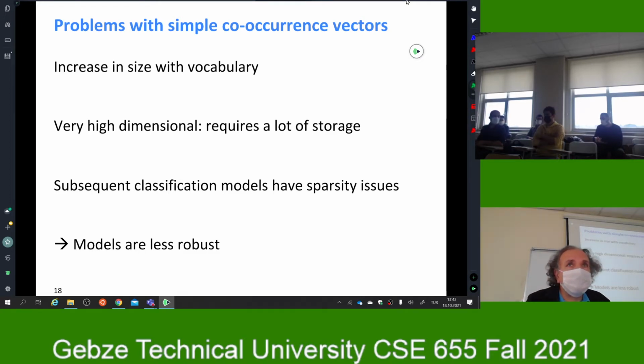Yes. How about if we have a lot of zeros? How about methods like PCA? You mean the dimensionality is so high we should do something about it? Yes. Yeah, we are going to look at it in a few minutes.